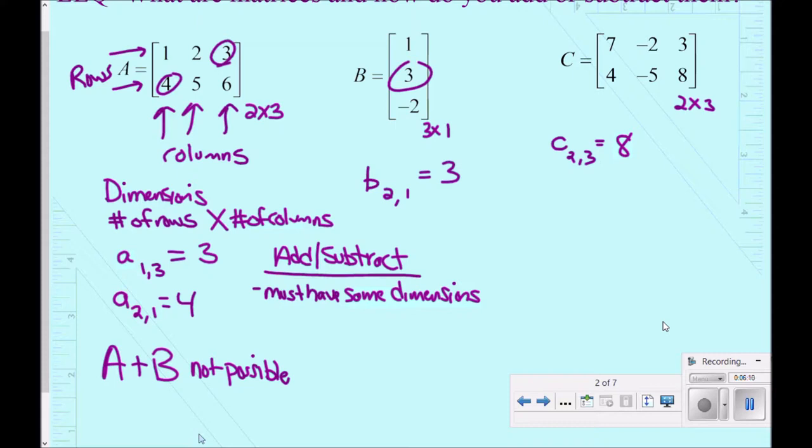On the other hand, if I asked for A plus C, well, that's a 2 by 3 and a 2 by 3. So that is possible. So when it is possible, you add or subtract the numbers in the corresponding positions.